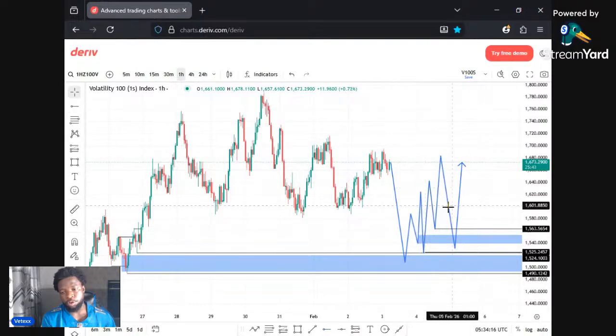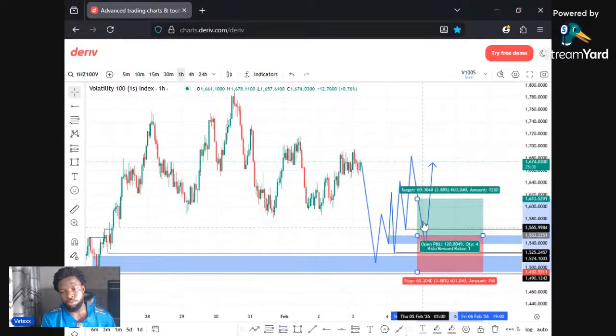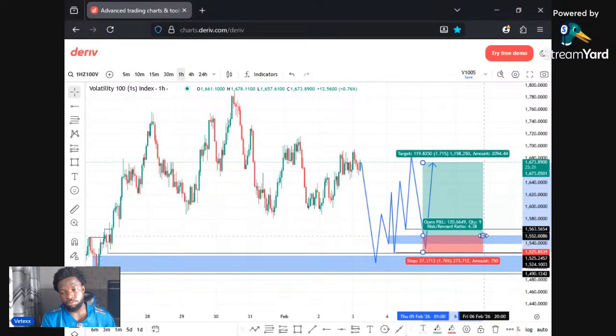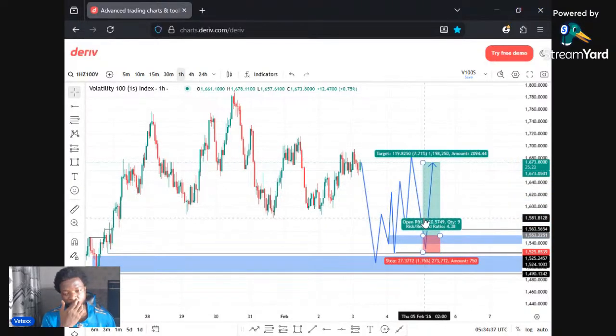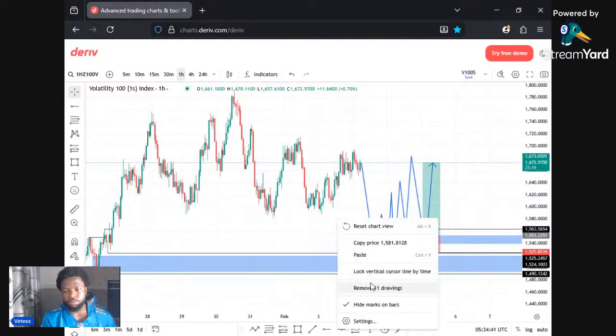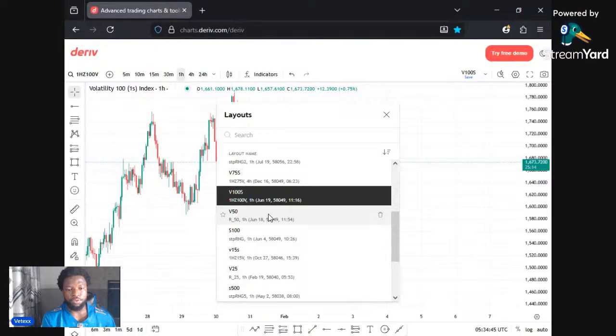It's definitely going to come up. It's definitely going to come to us. It's just consolidating for now. And once it comes to us, we'll take advantage of it. That's exactly what you know how to do best. So this is what we're anticipating. Once price gets to this, then we can go on and take a trade. So let's go to the next pair, which is V50.